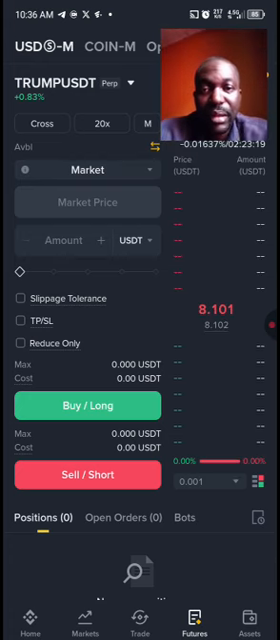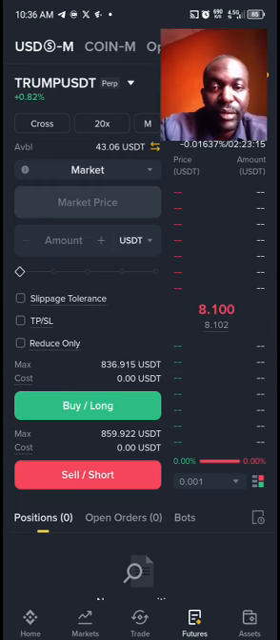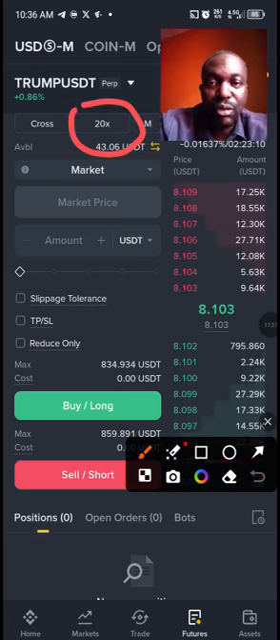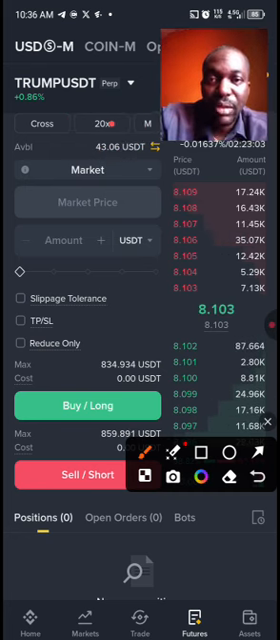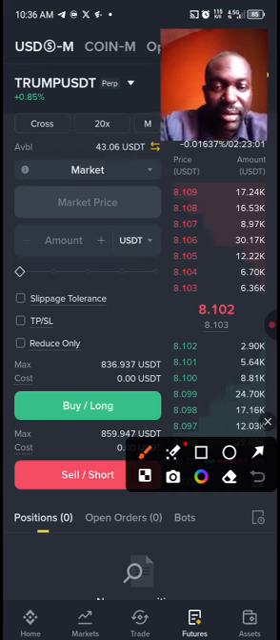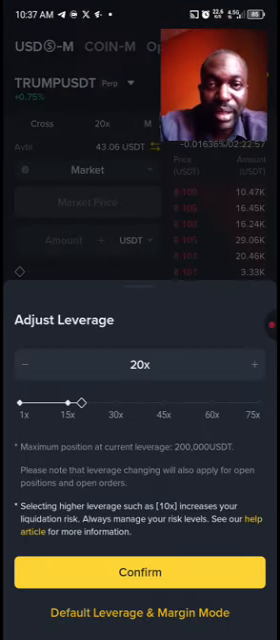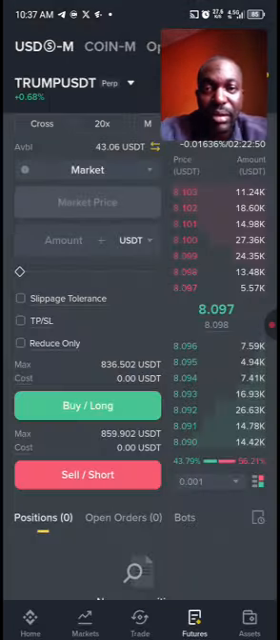This is my Binance account, and if you look up at this level, you will see something they call 20x. Now that 20x is where you set your leverage. So if I want to change that, I'll just press it and shift it down to 10x and press confirm below. But I'm not going to do that because I don't want to change my leverage.